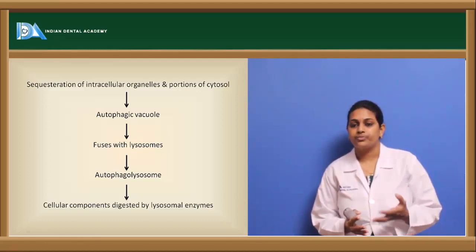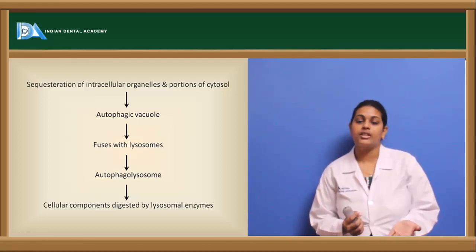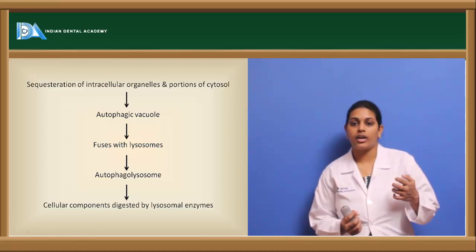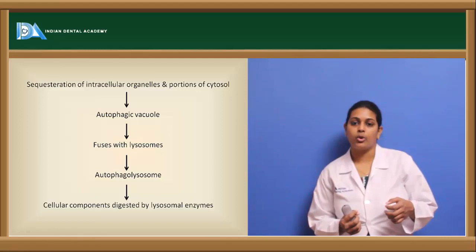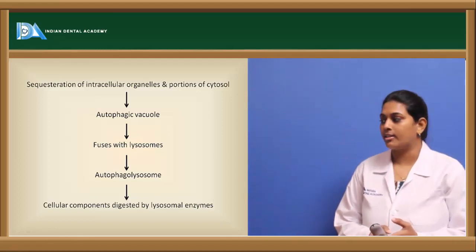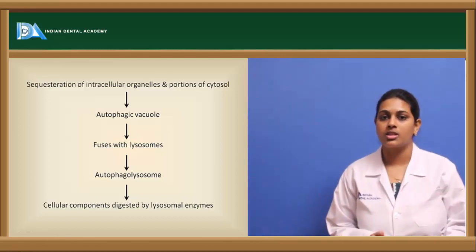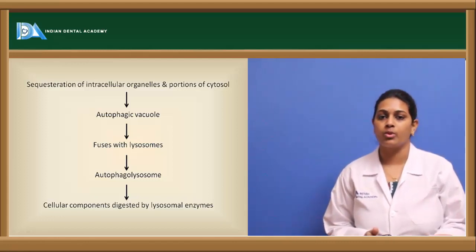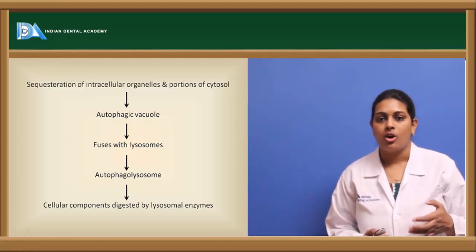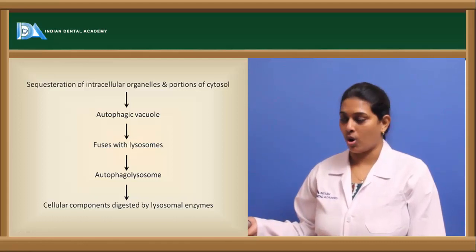That means it forms a structure which consists of enzymes which cause the digestion of the cellular contents, as well as the digested cell organelles and the cytosol portion of the cytoplasm. All of these together constitute the autophagolysosome. Since lysosomes are present within this autophagolysosome, these enzymes will be released and they digest the already present cellular components within it. So this is the sequence, or the pathogenesis, which happens in autophagy.